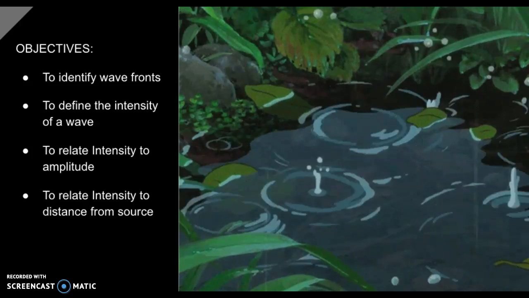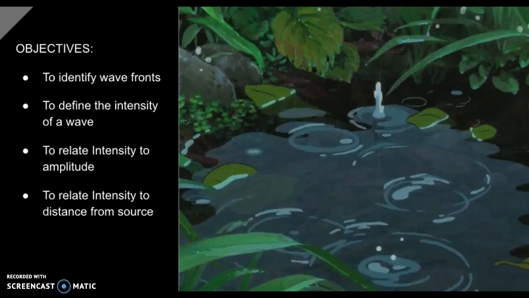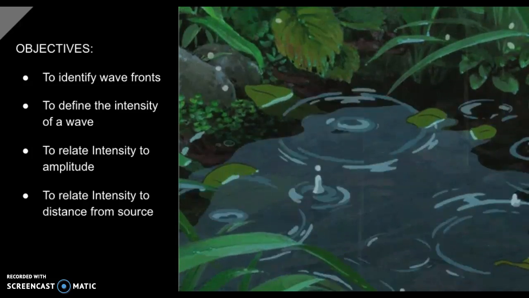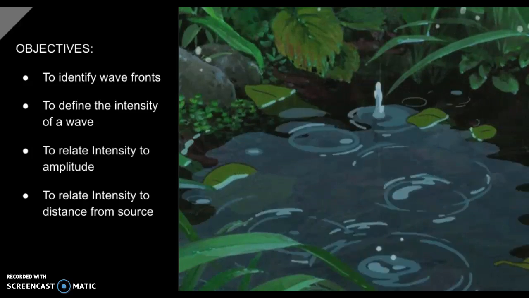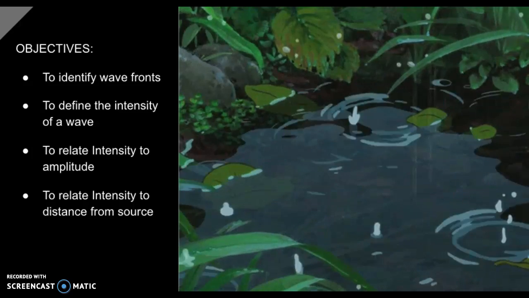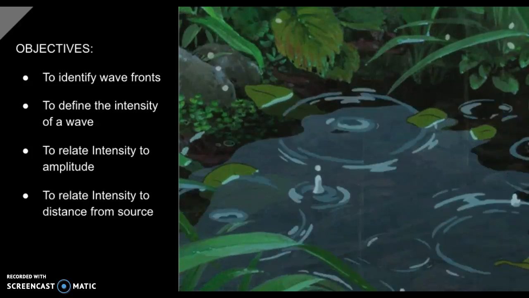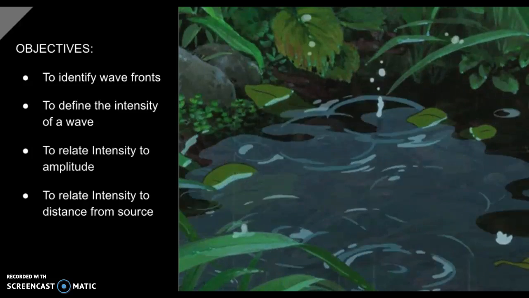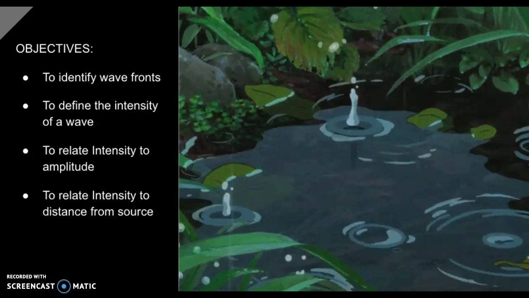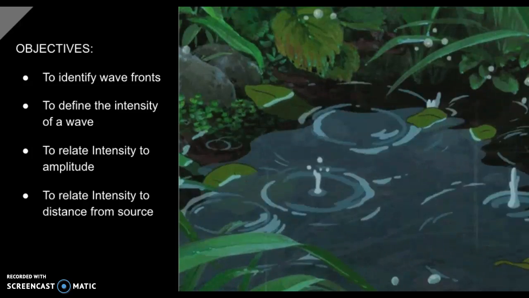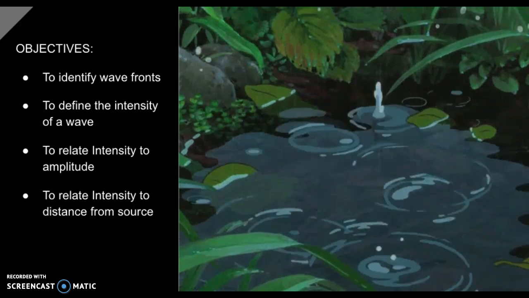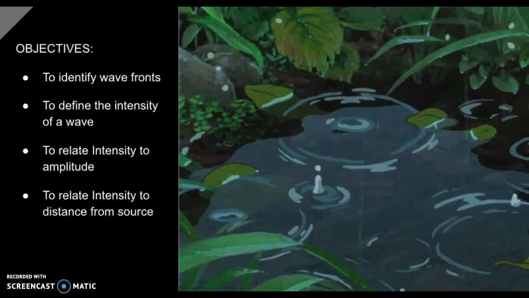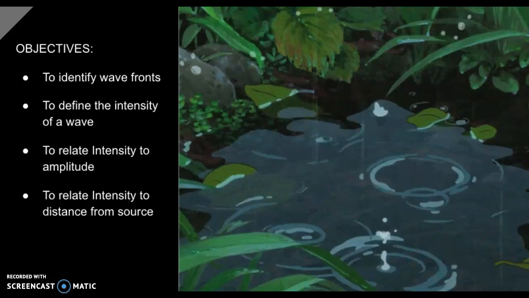We're going to be looking at wave fronts. What is a wave front and what does it represent? We're going to be defining the intensity of a wave. We're going to relate this intensity to amplitude, which you should remember is a feature of a wave. And we will then relate intensity to distance from source. So we're looking at some definitions and two basic mathematical relationships.